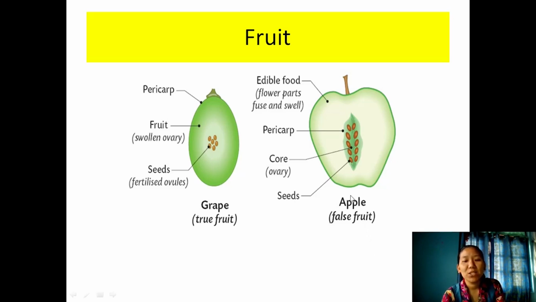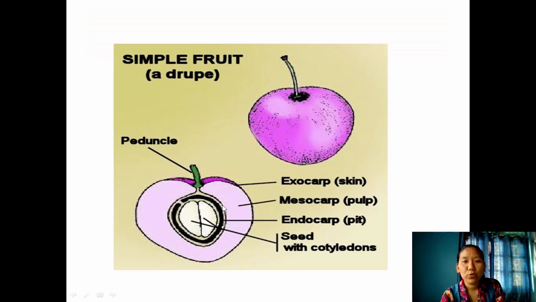For example, in the case of apple, it is the thalamus which becomes fleshy, which is edible, and we call it a false fruit because the fruit is formed from a structure other than the ovary. But if it is only from the ovary part, we call it a true fruit. Now the fruit wall again can be fleshy or it can be dry, and these are divided into parts like epicarp, mesocarp, and endocarp, and just inside in the center there are seeds. Here the picture shows 2 cotyledons, that means these are dicot seeds, dicot plant.